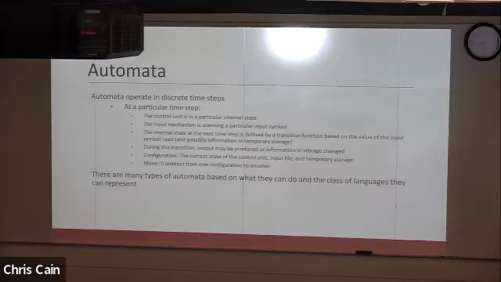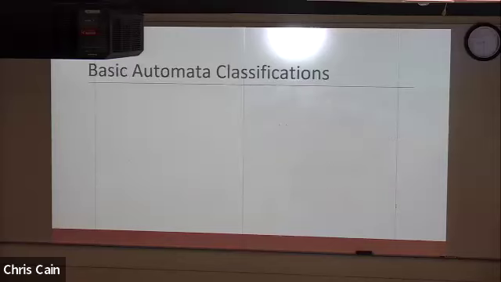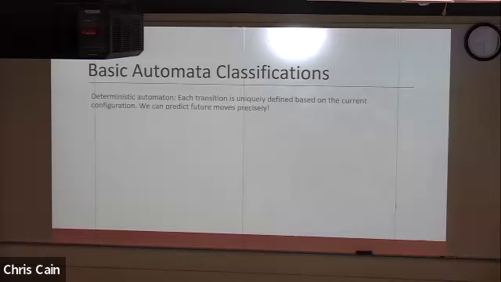There are many types of automata based on what they can do and the kinds of languages they can represent, but we're going to mainly study 3 different classes of them. Within those classes, there are going to be deterministic types and non-deterministic types. We will talk about non-determinism probably later this week, because it's an incredibly important concept in this class and in general in computer science theory.